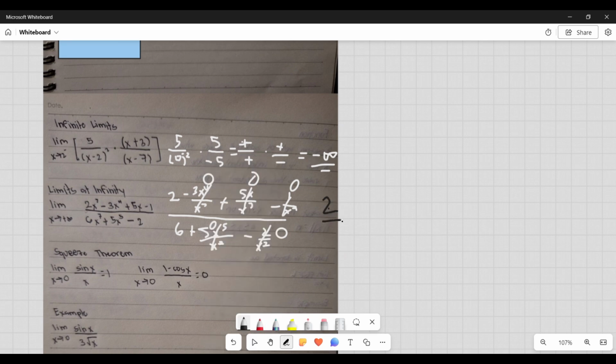So what's left is just 2 over 6. So the limit as x approaches positive infinity is equal to 1/3 because of 2 over 6. So that's the lowest term.